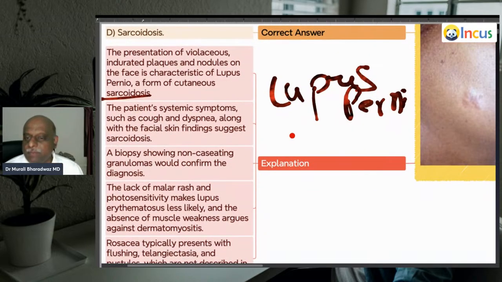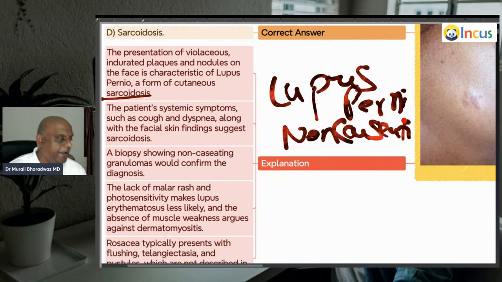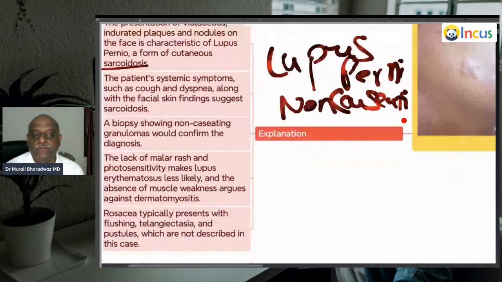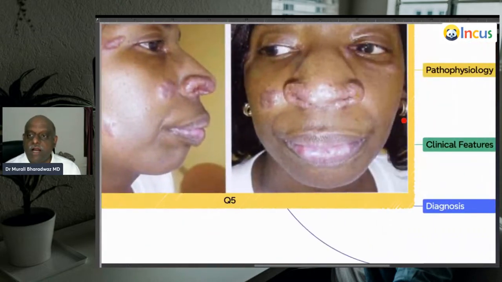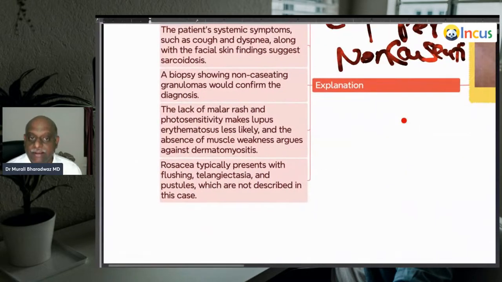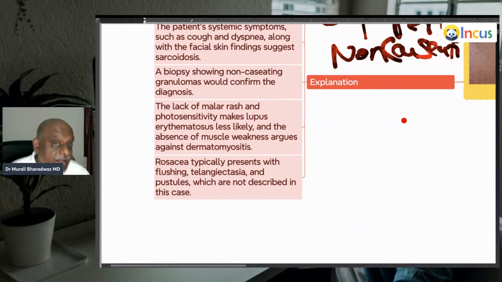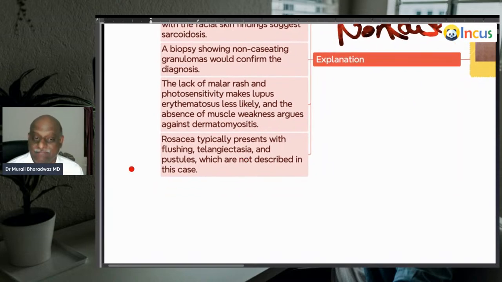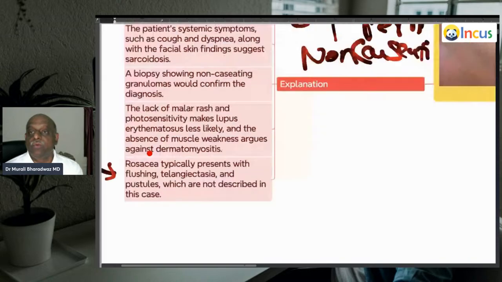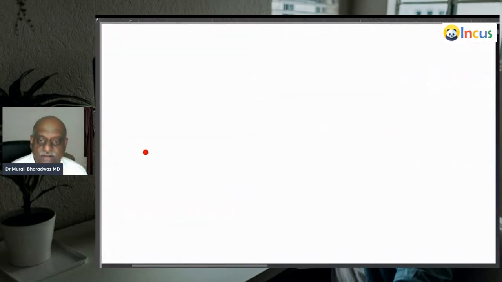And sarcoidosis typically leads to non-caseating granulomas, which is a very classical feature of sarcoidosis. Why is this not SLE? Because there is no malar rash and photosensitivity that makes lupus erythematosus less likely. Why not rosacea? Rosacea presents with acne, flushing, telangiectasia, pustules, which are not there in this case, is what you need to remember.